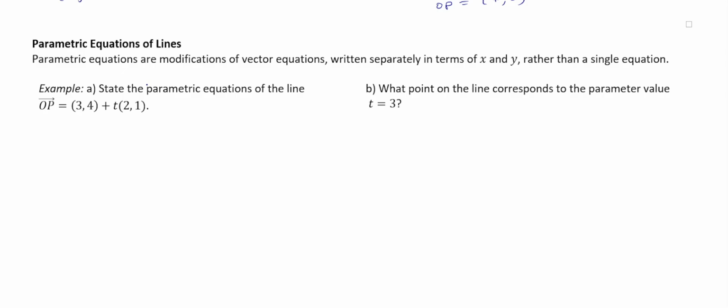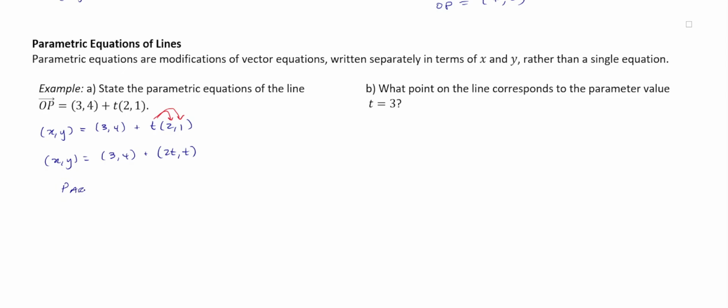So what I'll do right there is I'll say, well, OP is the origin to any point on the line, so xy is equal to 3 comma 4 plus t 2 comma 1, right? I'll distribute the t in because it is a scalar. And so I can say that xy is simply equal to 3 comma 4 plus 2t comma t, right? So then I can separate them into the parametric equations.